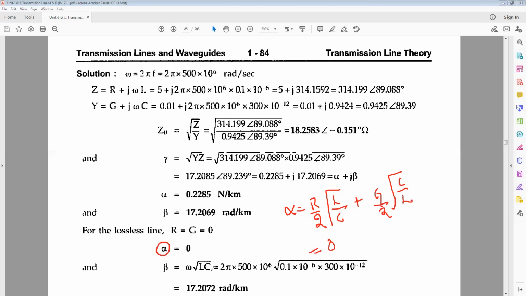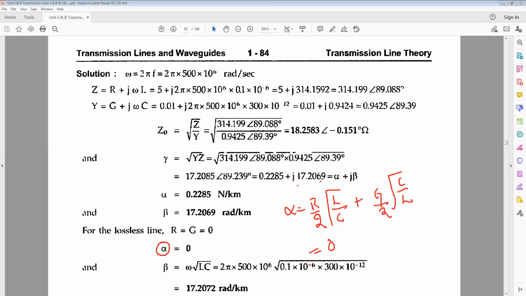Beta is equal to omega root LC. L is given as 0.1 into 10 to the power of minus 6, and C is 300 into 10 to the power of minus 12, giving 0.61 into 10 to the power of minus 6, my students. And simplifying, you'll get beta as 17.2.